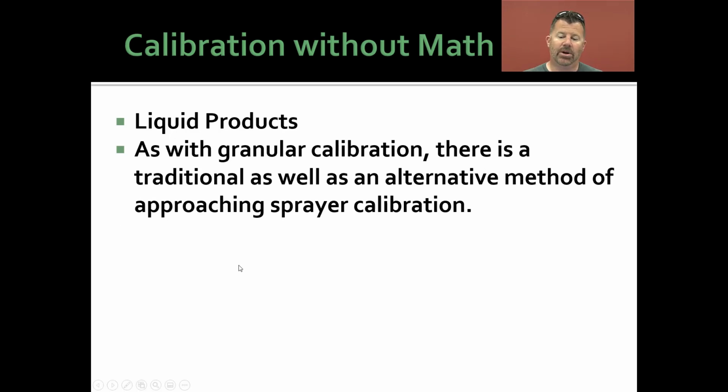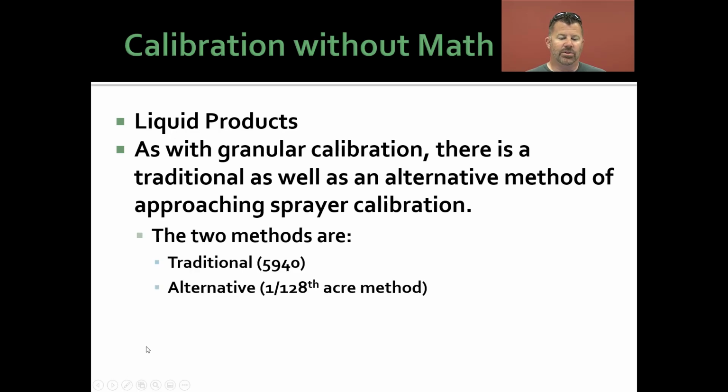Liquid products. As with granular calibration, there is a traditional as well as an alternative method of approaching the sprayer calibration. Two methods are the traditional, the 5940, and the alternative 1/128 acre method. And you've already seen the 1/128 YouTube video that was in Unit 1, so you're familiar with that.